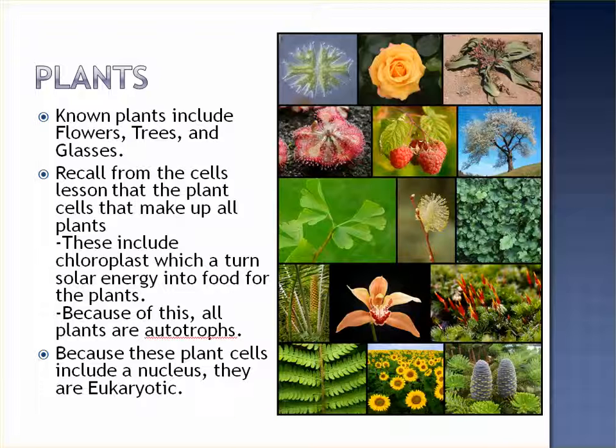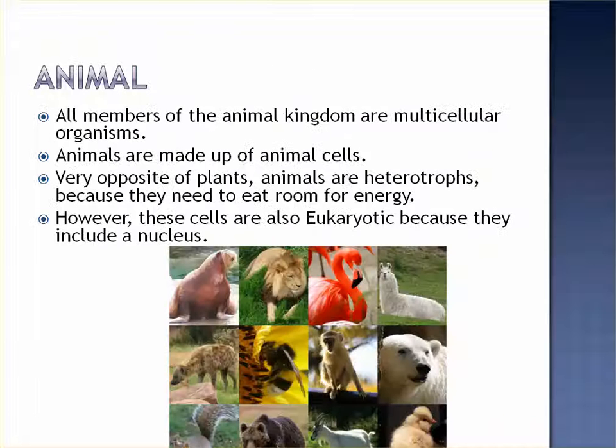We're going to move on to animals now, the animal kingdom. All members of the animal kingdom, like the plant kingdom, are multicellular organisms. Animals are made up of animal cells, like we learned before in our cells lesson. Very opposite of plants, animals are heterotrophs because us, as members of the animal kingdom, need to eat food for energy.